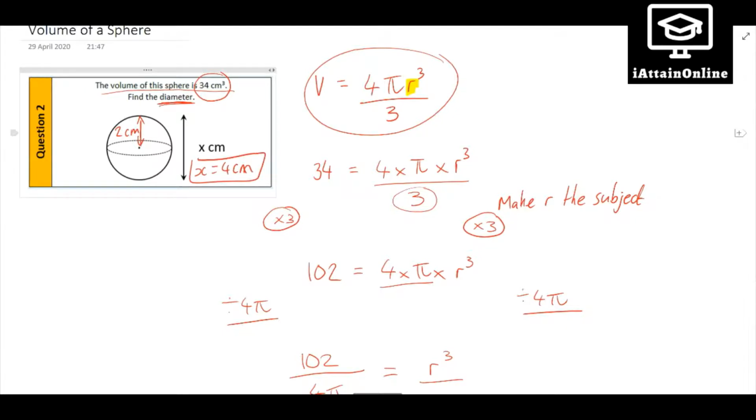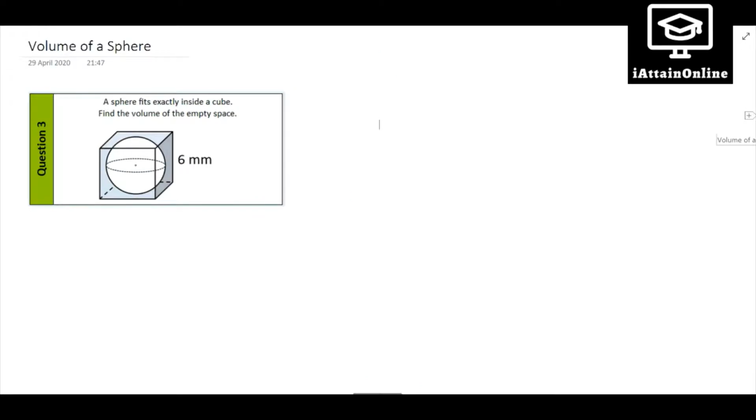Okay, 2 more examples, getting slightly more tricky. Okay, so here we're told in the question that a sphere fits exactly inside a cube. That means that the faces of the cube touch the sphere at one point. So every face of the cube is in contact with a part of the surface of the sphere. And we're being asked to find the empty space that is left around the sphere.